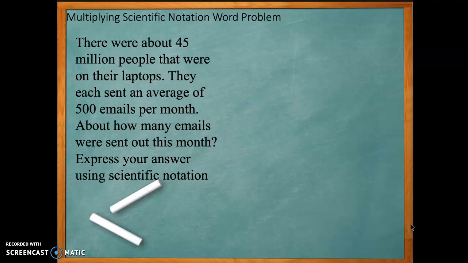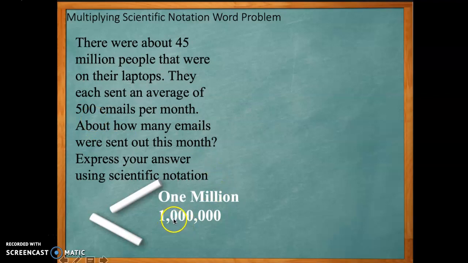Now let's go ahead and take that idea and see how to set it up with the word problem. There are about 45 million people that were on laptops. They each send an average of 500 emails per month. How many emails were sent out this month? Express your answer in scientific notation. Well, before we can even do that, it says 45 million people and 500 emails. We are going to create those into scientific notation.